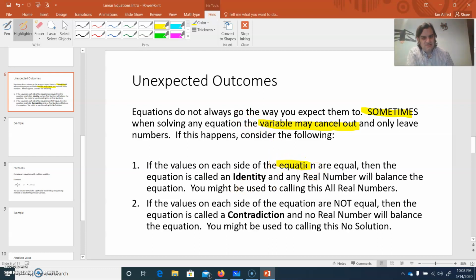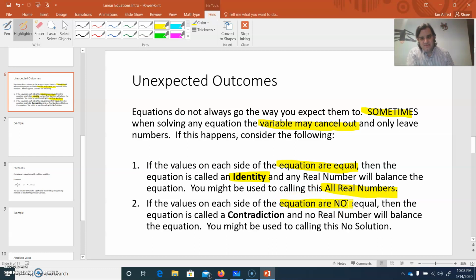So if you get down to just two numbers and they're equal, that's called an identity, which basically means the left and the right side were really equal to start with. It means any real number you pick to plug in would balance the equation.